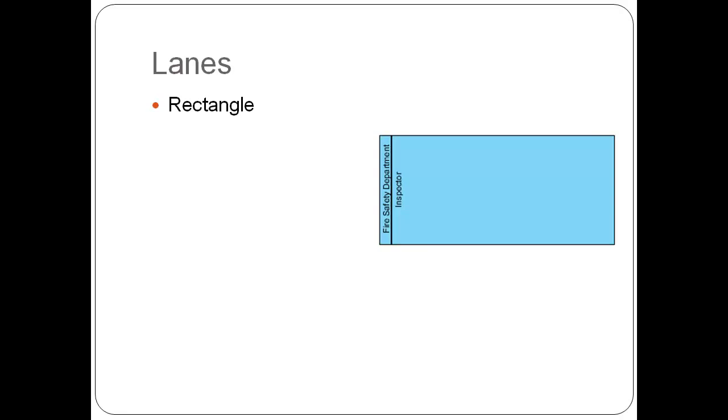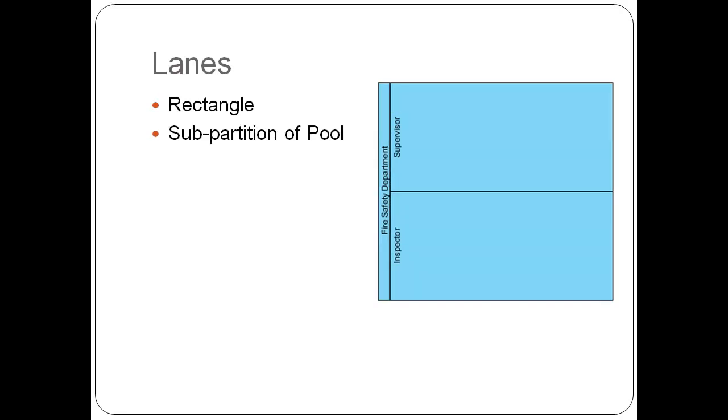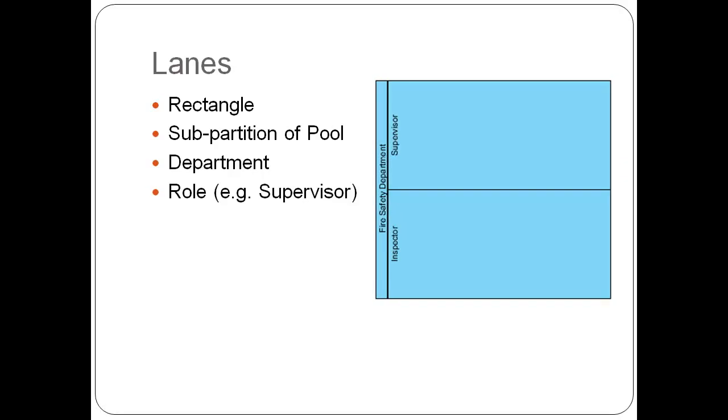Okay, let's talk about the lane. The lane is also a rectangle, but it is a sub-partition of the pool. Like we have the fire safety department, we have the inspector and supervisors, and it can be a department. For example, under the fire safety department, we have an administration department, and we have an inspection team. They are two departments under the same organization, or they can be a role. For example, the supervisor, the inspector. It depends on what you're going to model.